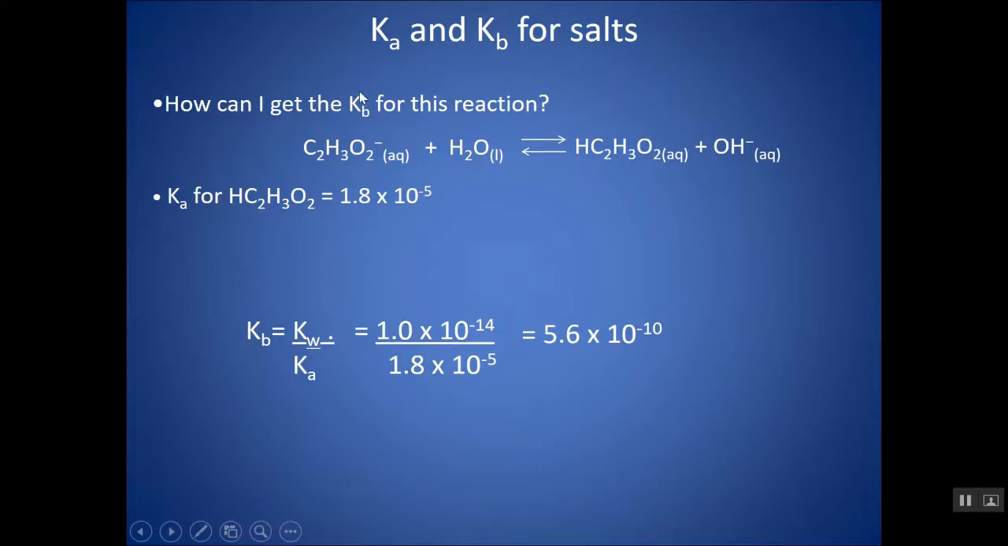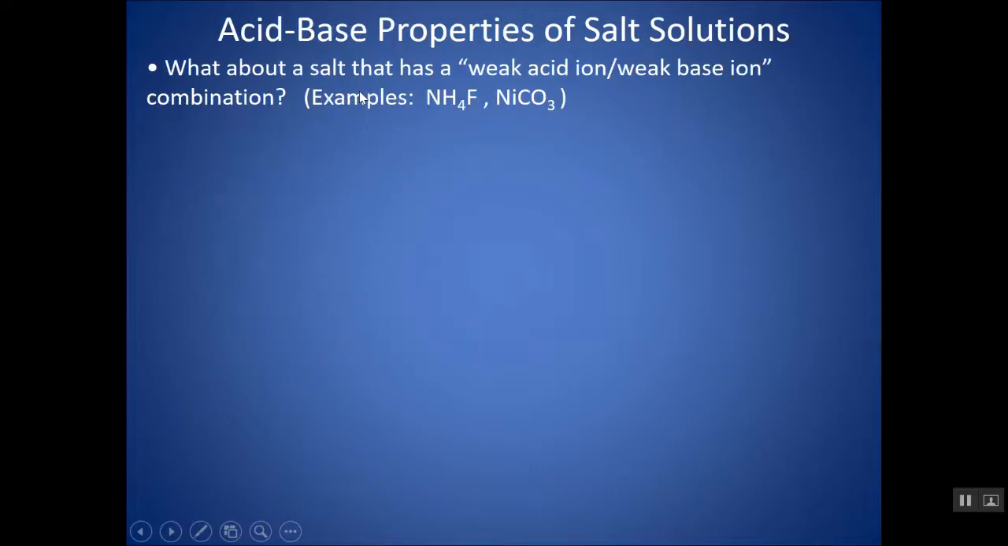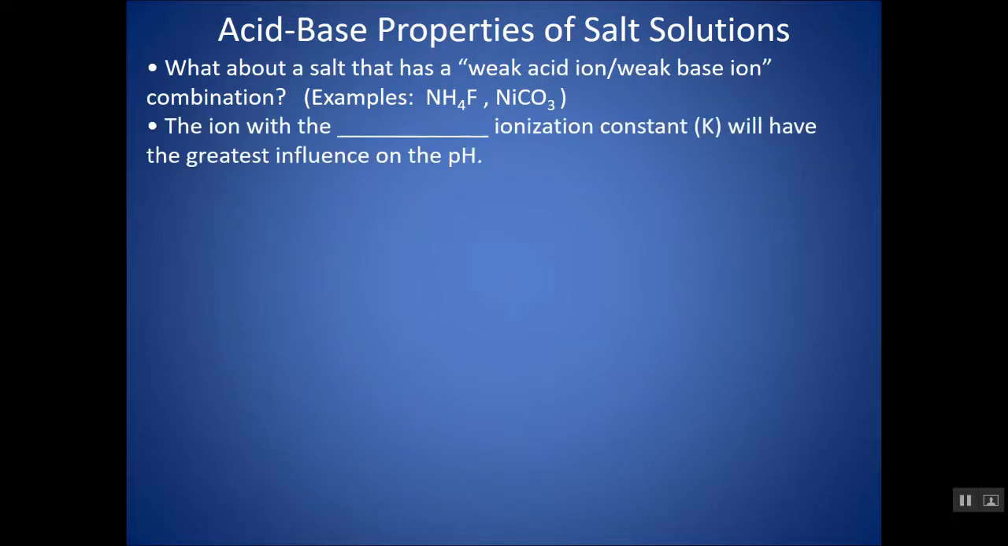Okay. The other question that you might ask yourself is, hey, we've looked at everything where one thing is coming from something strong and the other is coming from something weak. What if you have a salt that's coming from a weak acid, one part, and the other part's coming from a weak base? In that situation, you're going to have to look up Ka and Kb values, and whichever ion has the largest K, that's going to control the pH.